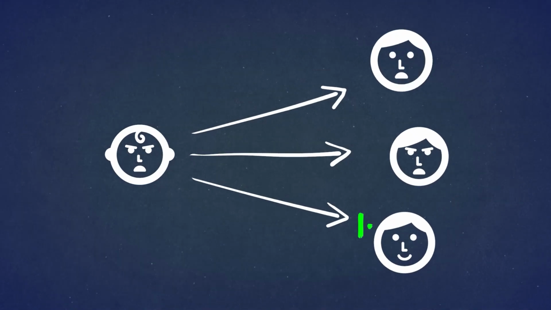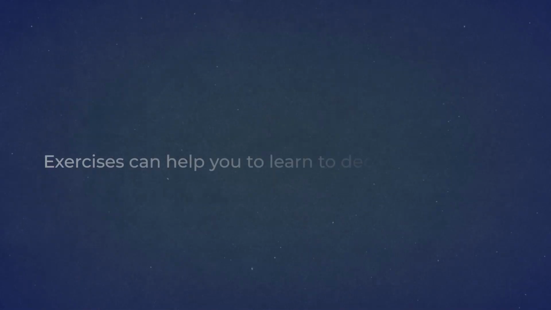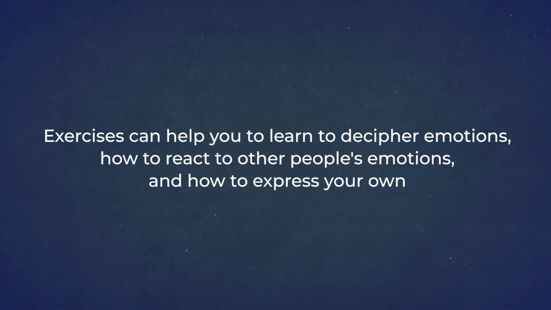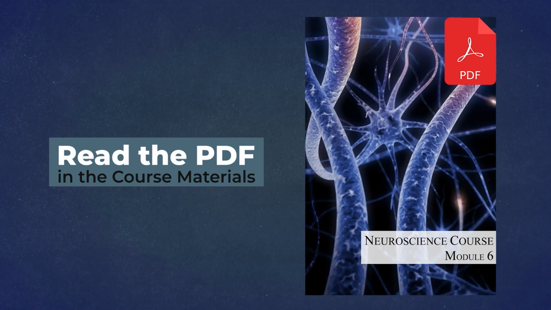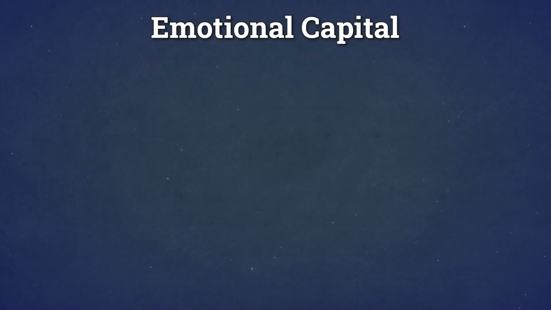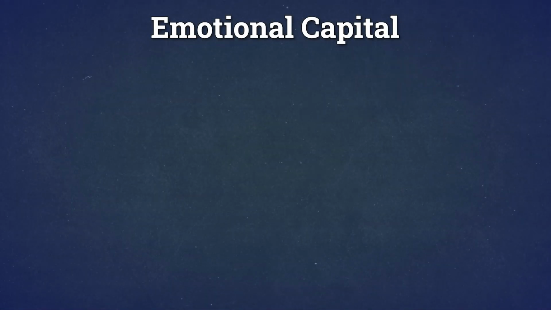Let's also remember that not everyone is able to perceive the emotions of others. Exercises can help you learn to decipher emotions, how to react to other people's emotions, and how to express your own. You will find 3 examples in your PDF course material intended for children and which can be adapted for teenagers and adults. Let's now look at the notion of emotional capital.